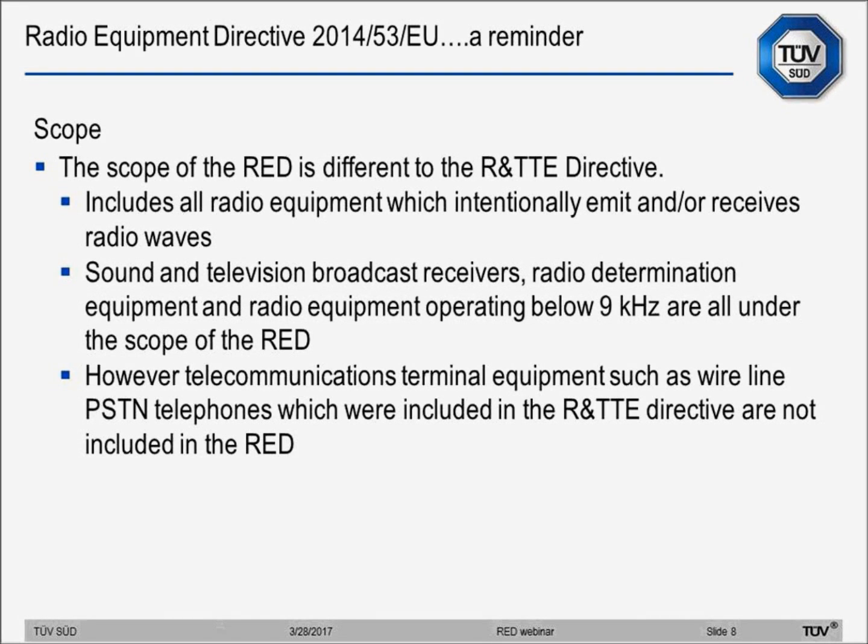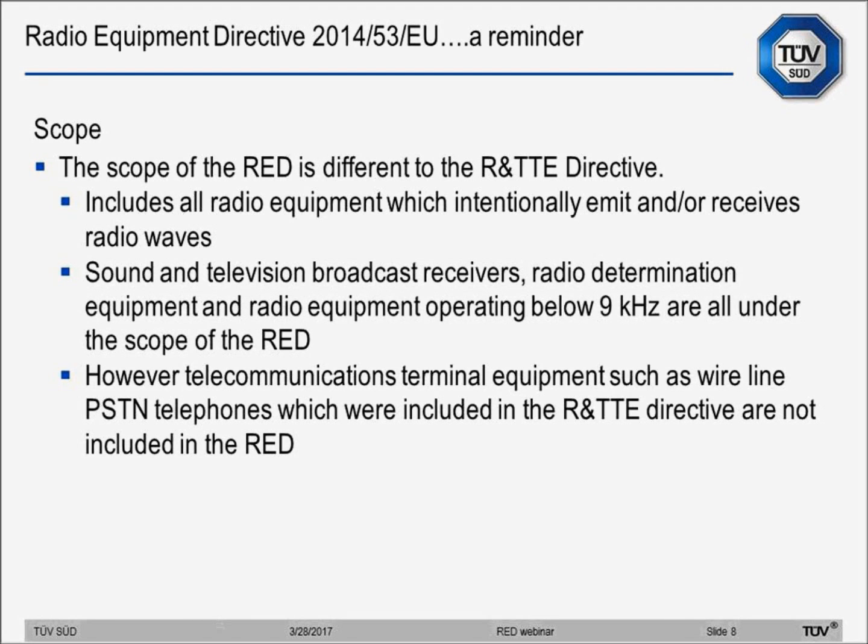A popular misconception with the R&TTE Directive was that it excluded receivers. This is not correct. Receivers, including, for example, GPS receivers and radio determination equipment such as radar, were already under the scope of the R&TTE Directive.